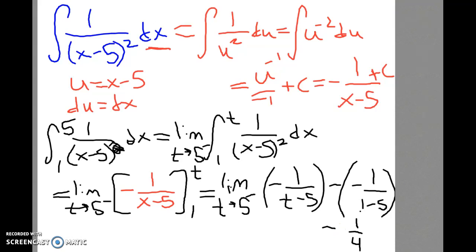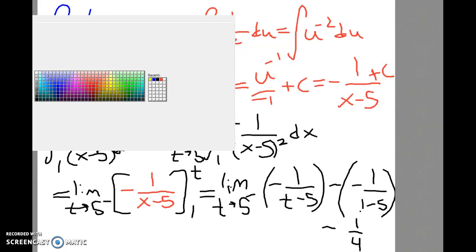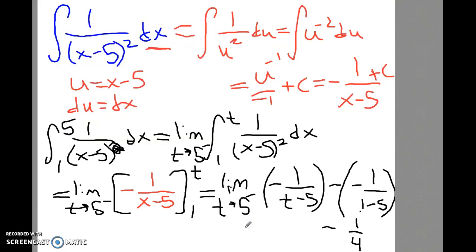The limit as t approaches 5 from the left. Okay. So as t approaches 5, that means that this denominator is approaching 0. We've got this negative up front. So remember, when the denominator is approaching 0, this is when we need to think carefully about, okay, is it approaching 0 through positive numbers or negative numbers?